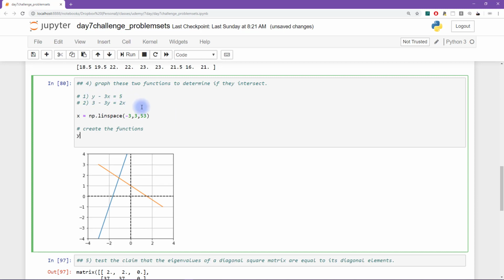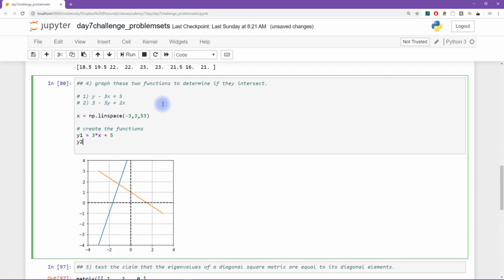So I will write y1 equals, and y1 because the other one is going to be y2, of course. So y1 equals, and then we just have to add 3x to both sides of the equation. So that gives us 3 times x plus 5. So there you go. That's our first equation.